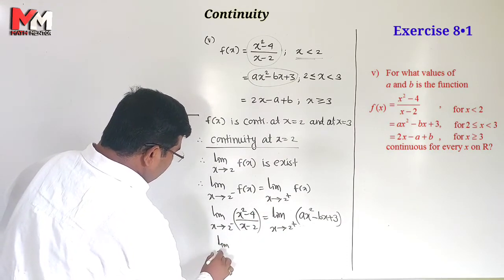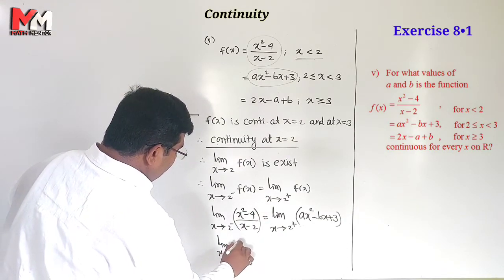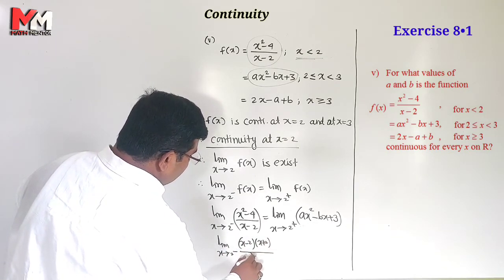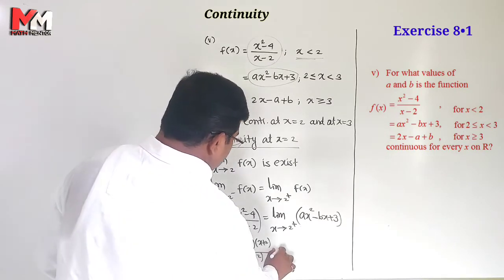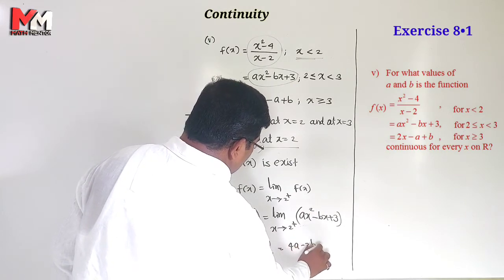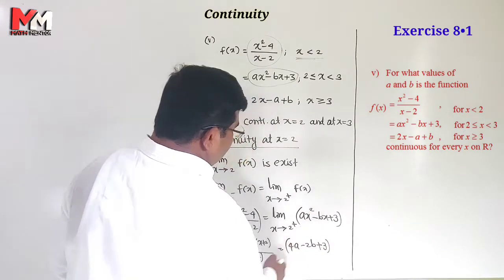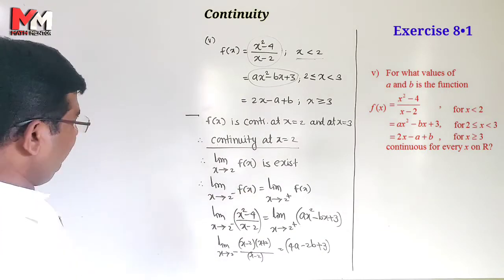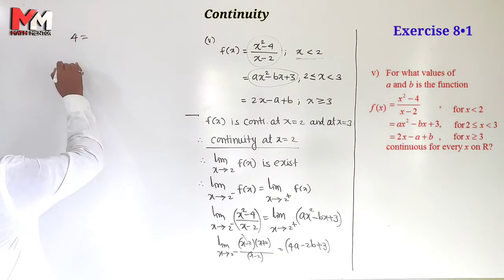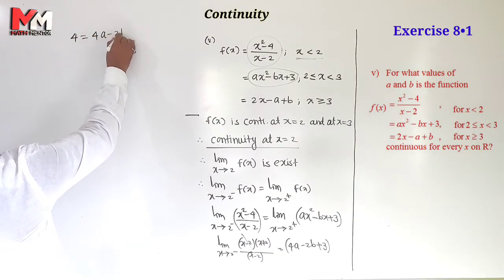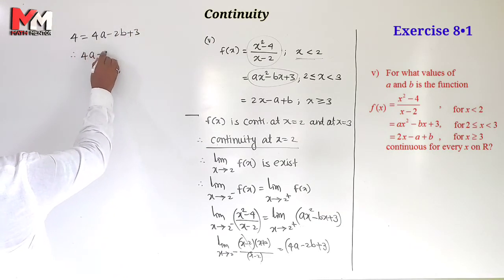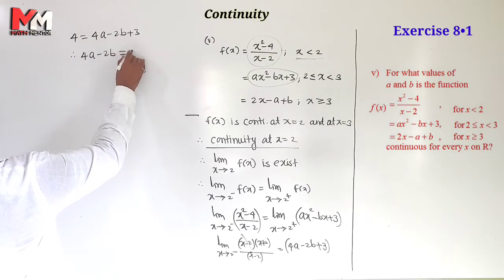x minus 2. फॉर्मूला मेथड से भी सॉल्व हो सकता है, but factorization is more simple. So 2 देखो, 2 square 4a minus 2b plus 3. डायरेक्ट रिप्लेस किया x की जगह पर 2 because this is a determinate form. ये कैंसल. 2 + 2 is 4. 4 is equal to 4a minus 2b plus 3. So 4a minus 2b, 4 minus 3 is 1.